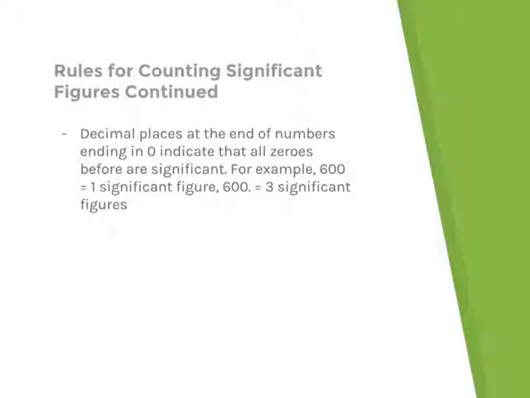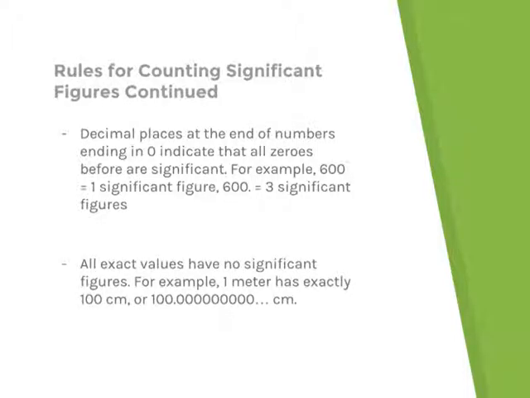Whereas if we're saying 600 without the decimal point, that's just a rounded number, right? So we only say that there's one significant figure. And our final rule is that all exact values have no significant figure.